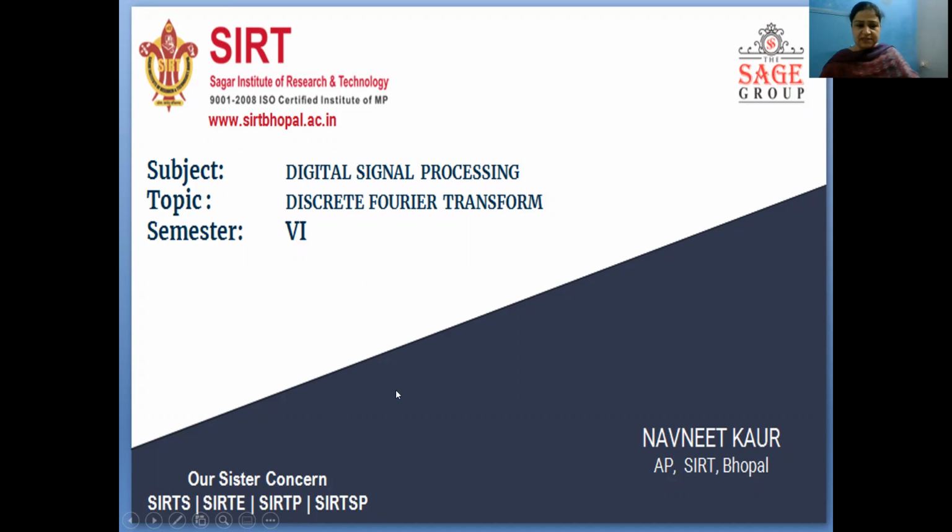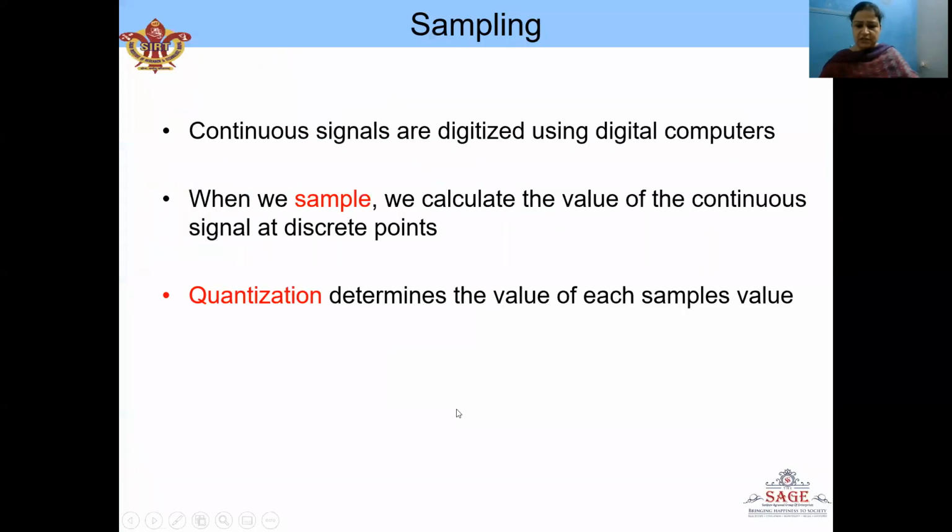The topic which I will be discussing here is Discrete Fourier Transform. Now, first we will discuss the concept of sampling. Initially, when we have continuous time signals which have a value of the function at every value of time, we do the sampling of the continuous time signal to change it into a discrete time signal. In sampling, we calculate the value of the continuous signal at discrete points. Quantization determines the value of each sample.